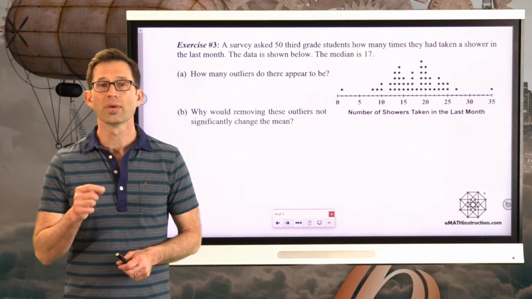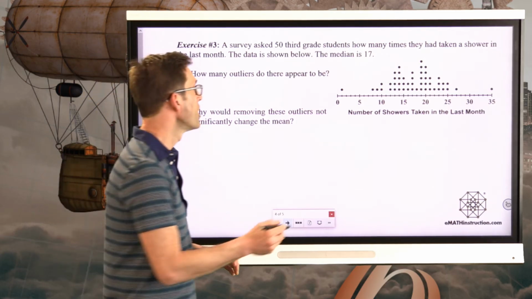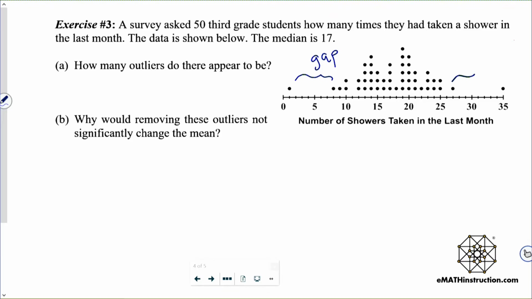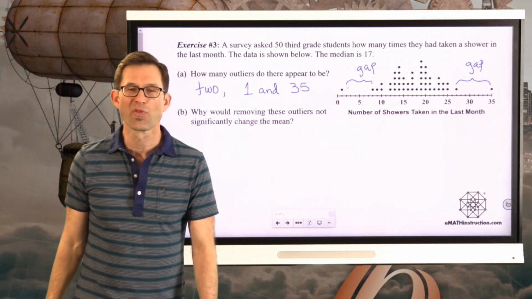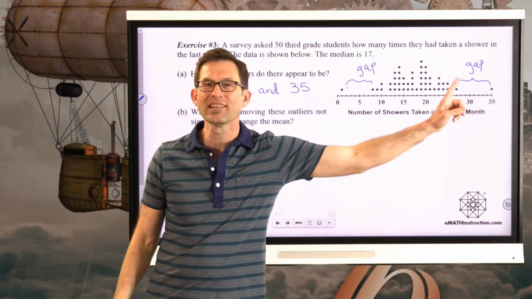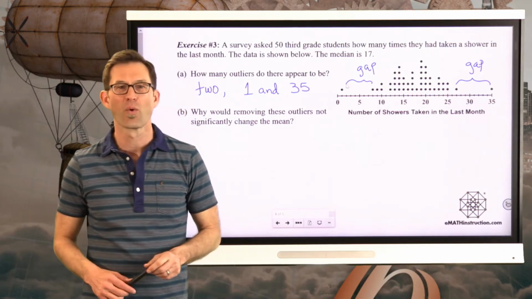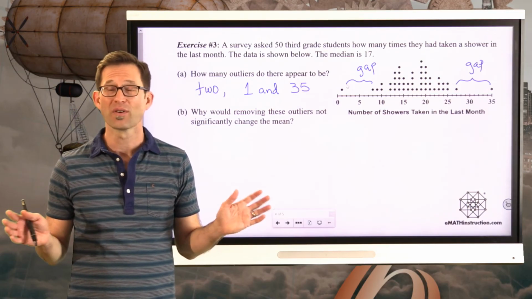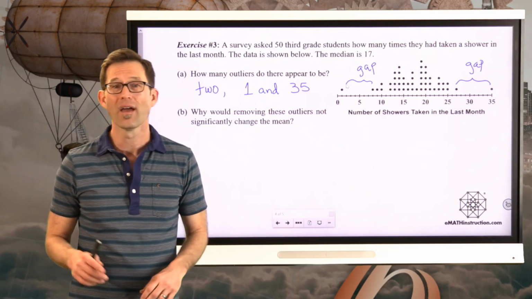Well, unlike the last 2 examples, here we have 2 outliers. Because we've got this significant gap, and we've got this significant gap, so we've got 2: the one that's at 1, and the one that's at 35. So maybe you were like me as a 3rd grader and you didn't shower very often. Or maybe you're somebody that just loves to be clean, showering more than once a day. So there's 2, and that is completely okay as well. You can definitely have outliers both on that low end and the high end.